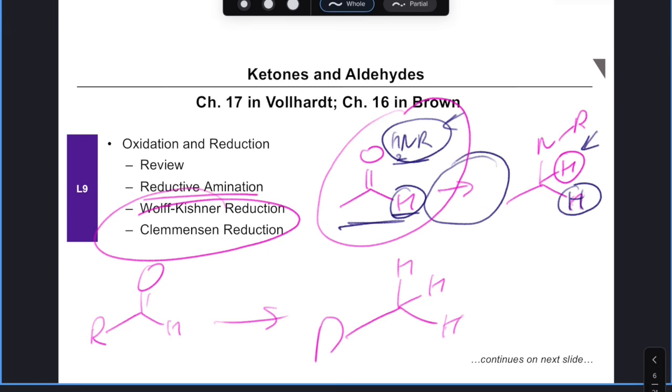What's a functional group that might be sensitive to strong base? Esters, yep, that's a good one. What else? Acid halides, those are substitution, elimination problems. Yep, absolutely. Anything else? Carboxylic acids. Acid-base chemistry might come in. Yep.